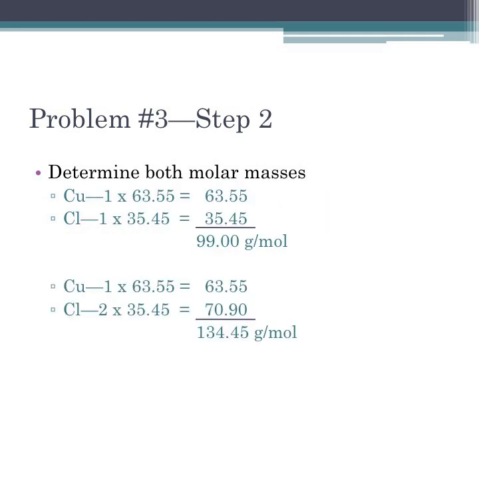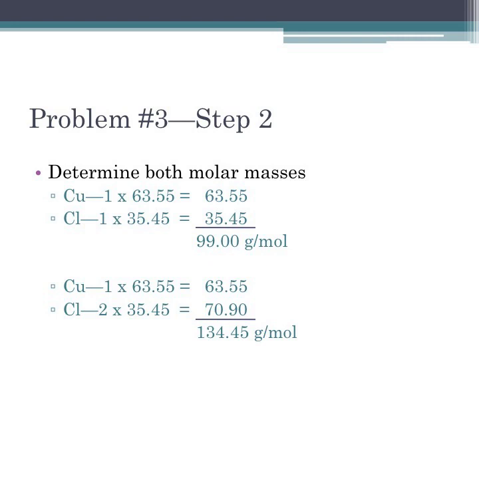So in CuCl, I'll have 1 times 63.55 equals 63.55, of course, and 1 times 35.45 equals 35.45. I add those together and I get 99.00 grams per mole. For the CuCl2, I have 1 times 63.55 equals 63.55, and 2 times 35.45 equals 70.90, to give me 134.45 grams per mole.